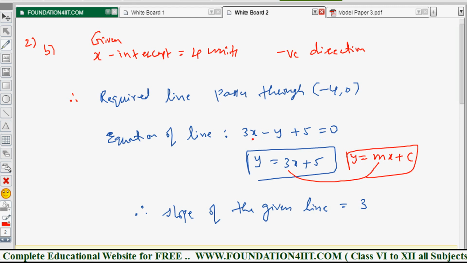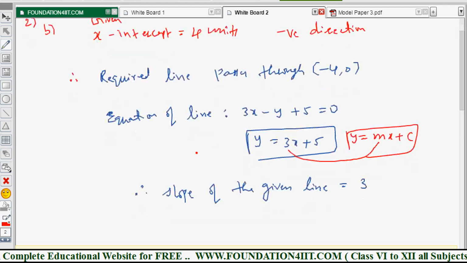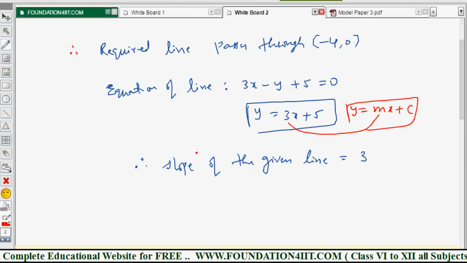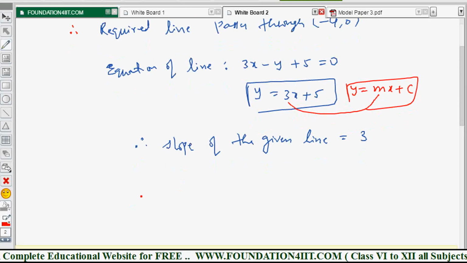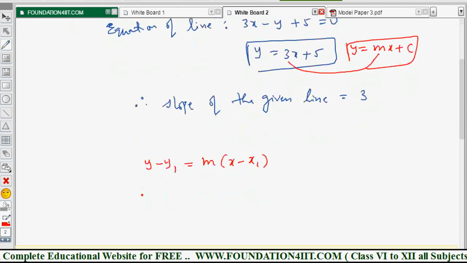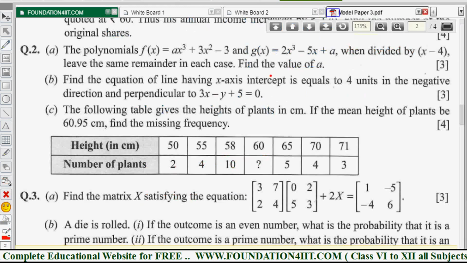Then we have the slope and the point. You can find the equation of the line using the formula y minus y1 is equal to m into x minus x1. Then the equation we will get: y minus y1, where y1 is 0 and x1 is minus 4. And if you observe the question, negative direction and perpendicular to this. So perpendicular means for the slope you can take the reciprocal.